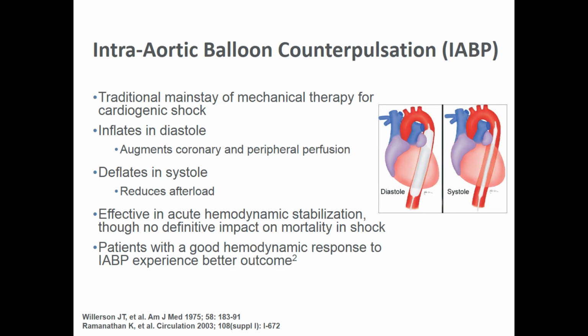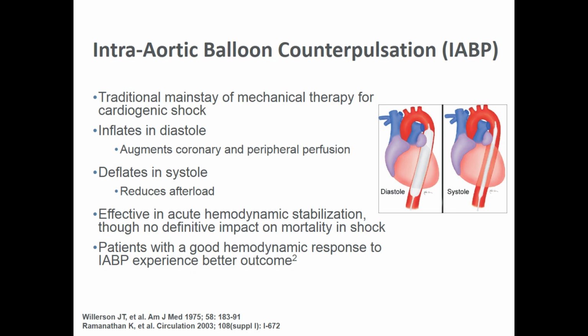Let's walk through these devices individually. The most common device in modern use, and certainly the most familiar to most of us, is intra-aortic balloon counterpulsation. This is the traditional mainstay of mechanical therapy for cardiogenic shock. The device is a large balloon that sits in the descending aorta with the tip placed just below the takeoff of the left subclavian. The balloon inflates in diastole to augment coronary and peripheral perfusion, and then deflates in systole, providing some reduction in ventricular afterload.